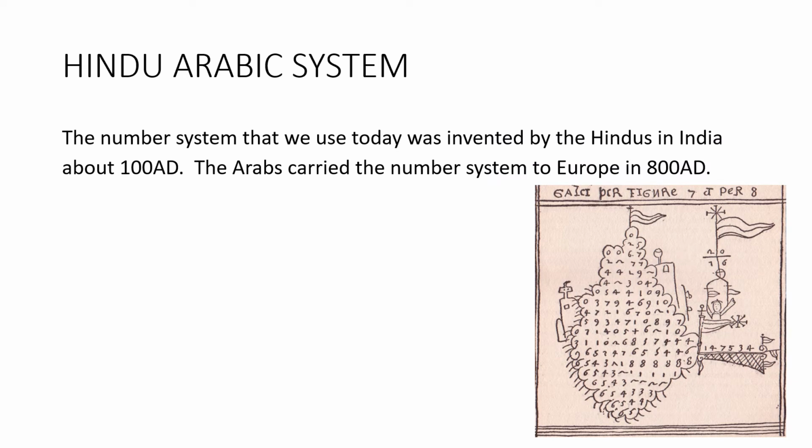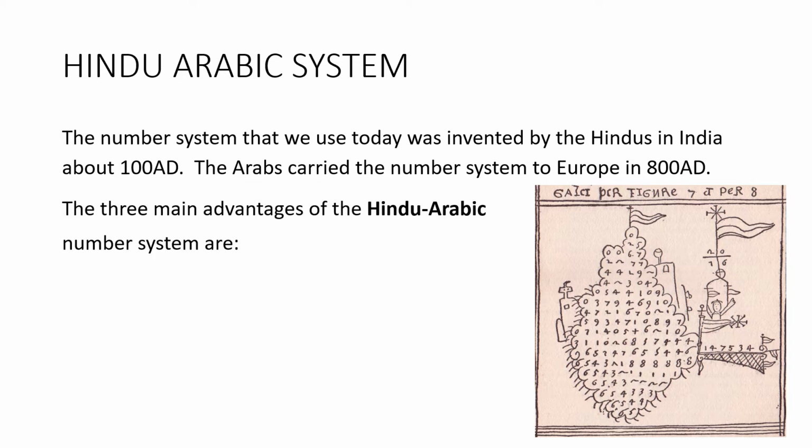So where did our number system come from? It was actually invented by the Hindus in India in around about 100 AD, and then the Arabs carried this number system to Europe in 800 AD. And the reason that it was adopted is it had three main advantages over the other number systems of the time. Firstly, it had place value, which we're going to look at in a second. It had a symbol for 0, and thirdly, it was base 10.